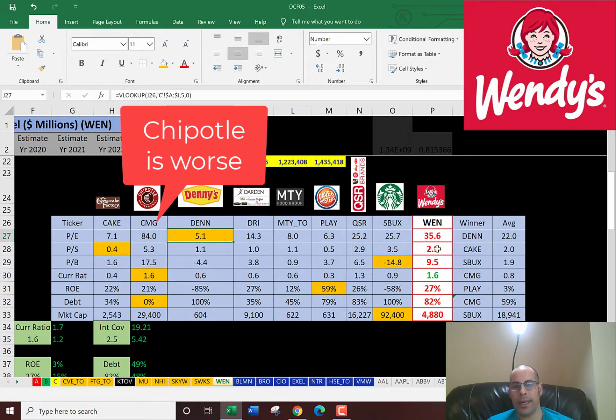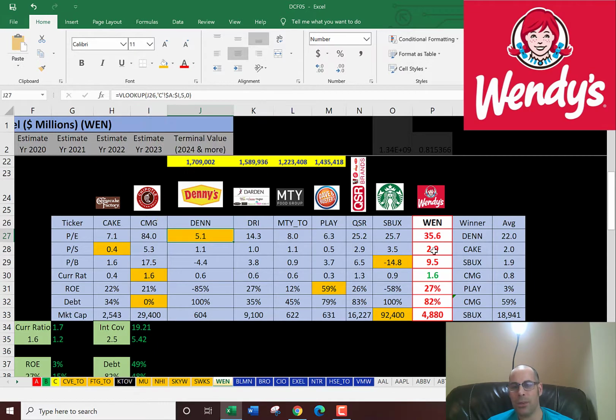Wendy's is worse in price to sales ratio. It's not too bad, 2.9. This industry just appears to have really good price to sales ratios. They're doing awful in price to book. They're at 9.5. At least they're not negative like Starbucks and Denny's, because those companies have negative equity and they're 100% debt. The only category they're doing better in than their competitors is current ratio. They can cover their current liabilities. Almost all the other fast food chains cannot cover their current liabilities, which is not a good thing.